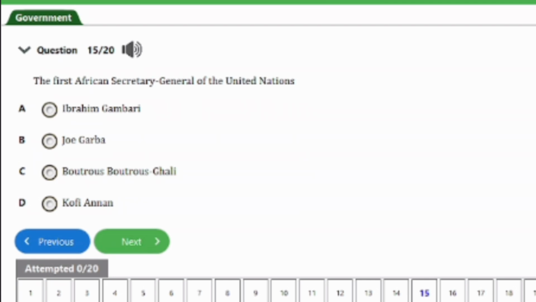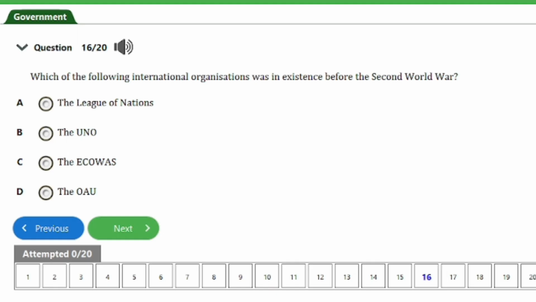So let's head on to the next one, guys. So the next question we have here is question number 16. It says, which of the following international organizations was in existence before the Second World War? We have A, the League of Nations, B, the UNO, C, the ECOWAS, D, the OAU. So guys, the answer to this question is option A, that's the League of Nations. And that is for this question.